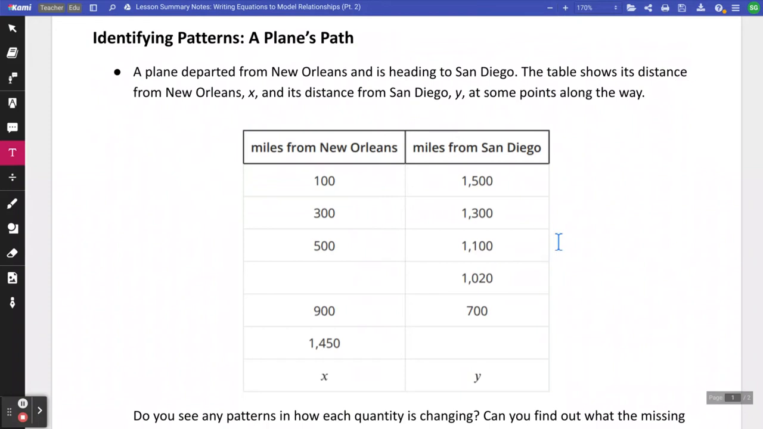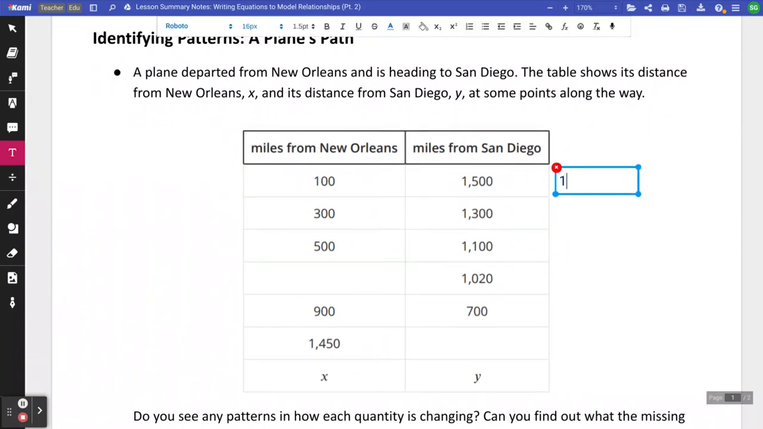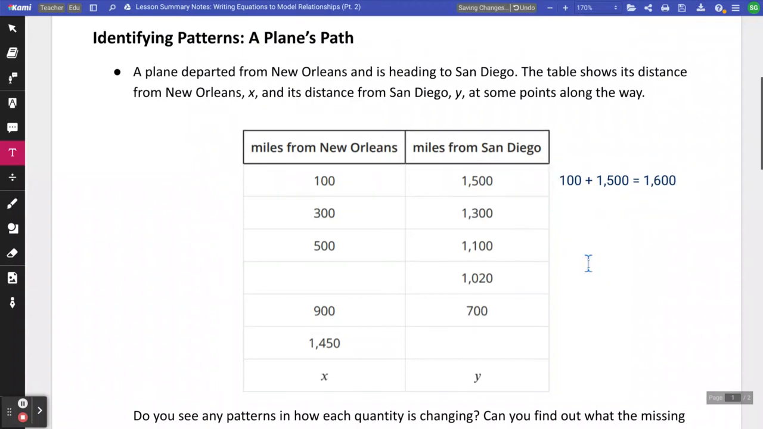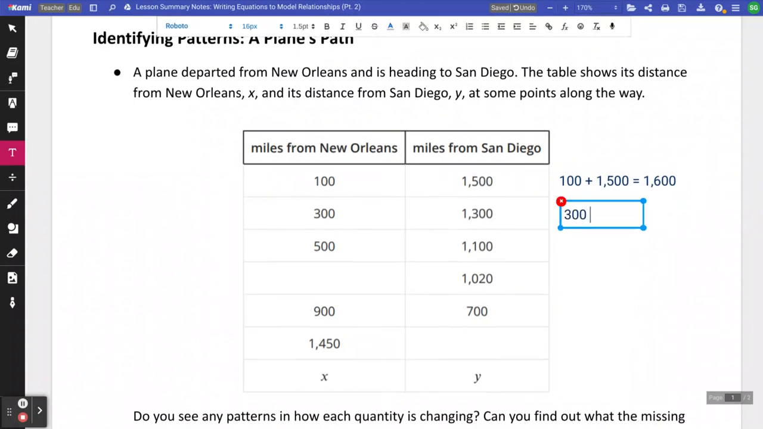So as you're playing with those operations and seeing if you notice any pattern, using addition, I start to notice a pattern here. I notice that if I add that x value and that y value, every single time I'm getting the same thing. I'm going to get that 1600. So that's true for that first row. It's true for my second row.